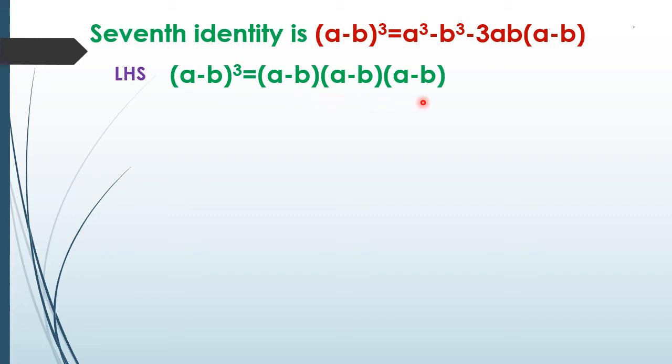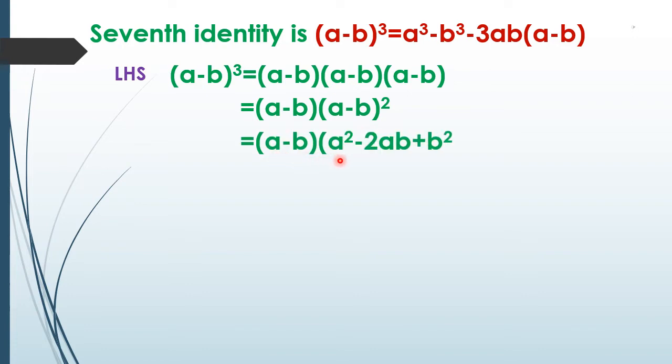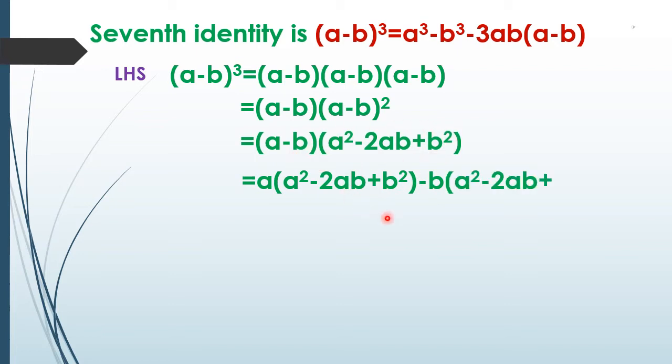That is equal to (a minus b) into (a minus b) whole square. (A minus b) whole square is a square minus 2ab plus b square. We can write (a minus b) into (a square minus 2ab plus b square). Now multiply these two expressions. That is a into (a square minus 2ab plus b square) minus b into (a square minus 2ab plus b square). A into a square is a cube.